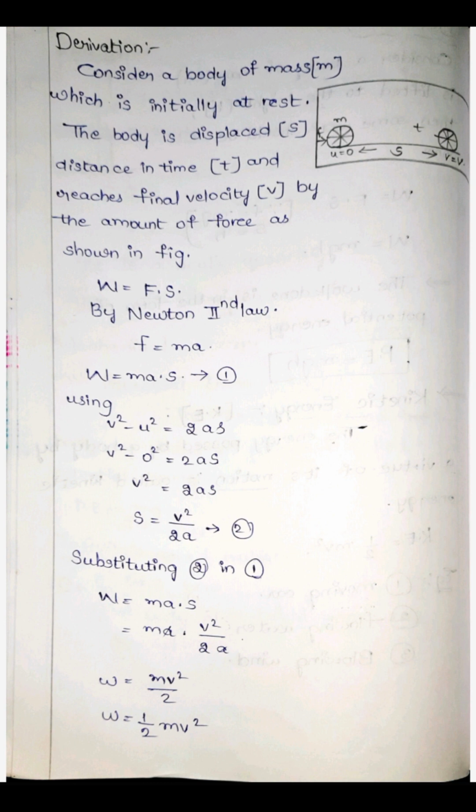Substituting the S value from equation 2 in equation 1, work done equals ma into v square by 2a. a and a get cancelled. We get mv square by 2. If we separate the half, W equals half mv square. This is the derivation of the kinetic energy formula.